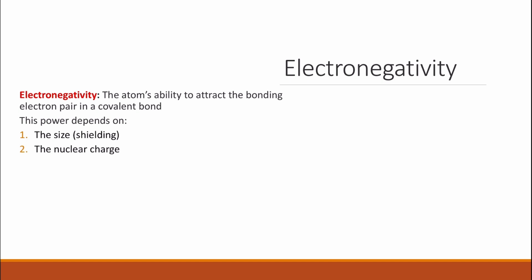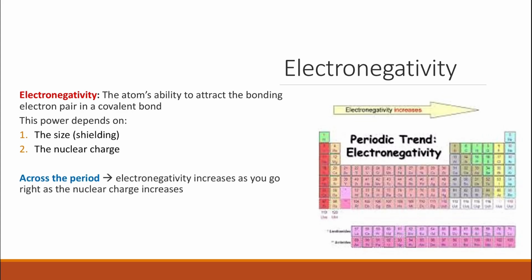And also the nuclear charge. The higher the nuclear charge, the higher the power of the positively charged nucleus to attract the bonded pair. This is why across the periodic table, across the period, the electronegativity increases as you go right. This is because the nuclear charge increases. Remember that electronegativity is the term we use only with nonmetals which take part in the formation of covalent bonding. We are not talking about metals here.